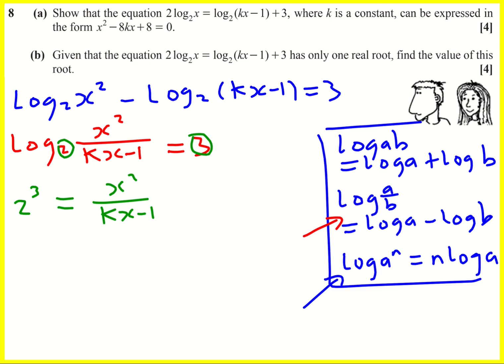If you're not too happy with that, then you might prefer thinking about raising both sides to the power of 2, and 2 to the power of log to base 2 sort of cancel out as inverses, and that again leaves us x squared over kx minus 1 equals 2 to the 3. Whichever way you want to think about it, this is the next line. We can now work out 2 to the power 3, which is 8, and multiply it through by kx minus 1.